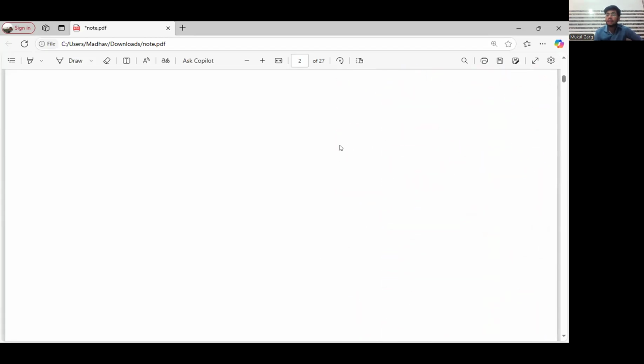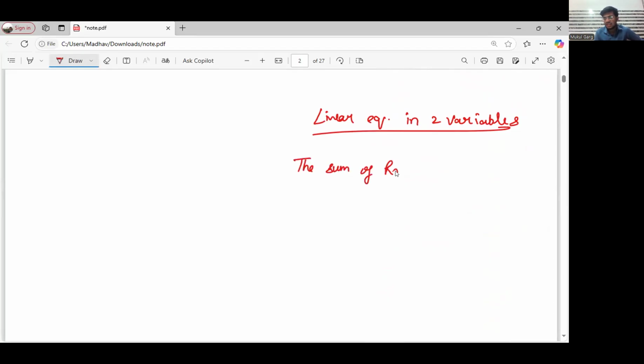Now the same thing goes for linear equation in two variables. When I say linear equation in two variables, it means I'm going to have an equation in which there will be two variables and the degree of that equation will be 1. So look here, I'm going to write down a word problem. The sum of Rashi and Vikas's ages is 36 years.